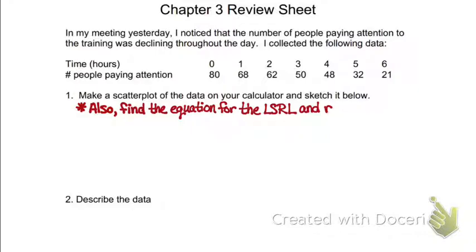If it gives a dimension mismatch error, that's something in your X list and your Y list that aren't matching up. If it has a syntax error, usually there's an equation that's been stuck in your Y equals menu.